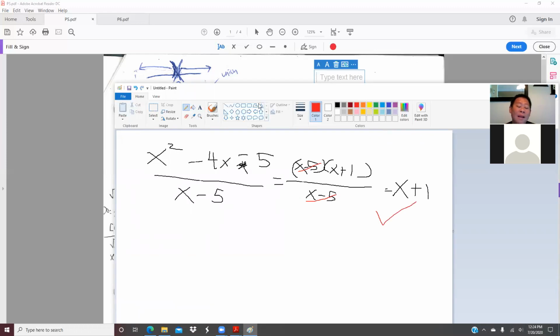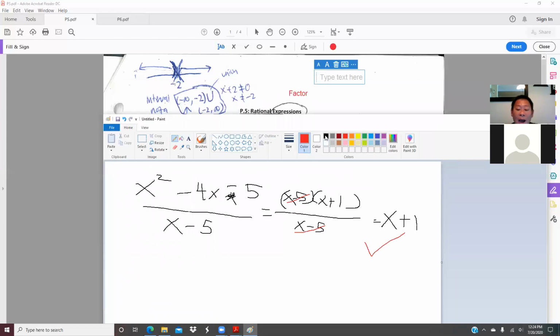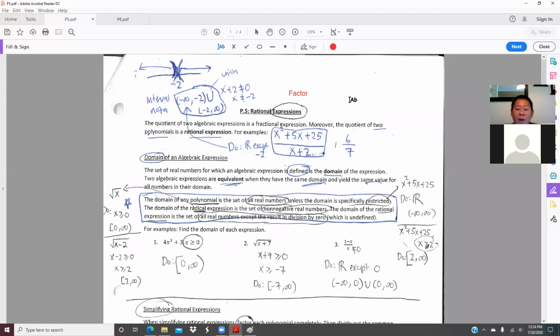So that's the reason why in this P5 that we are going over, you have to know how to factor. And then after that, you cancel the common factor. This is something that I want to point out to you guys. If you are really weak in factoring, go to P4 and practice again.